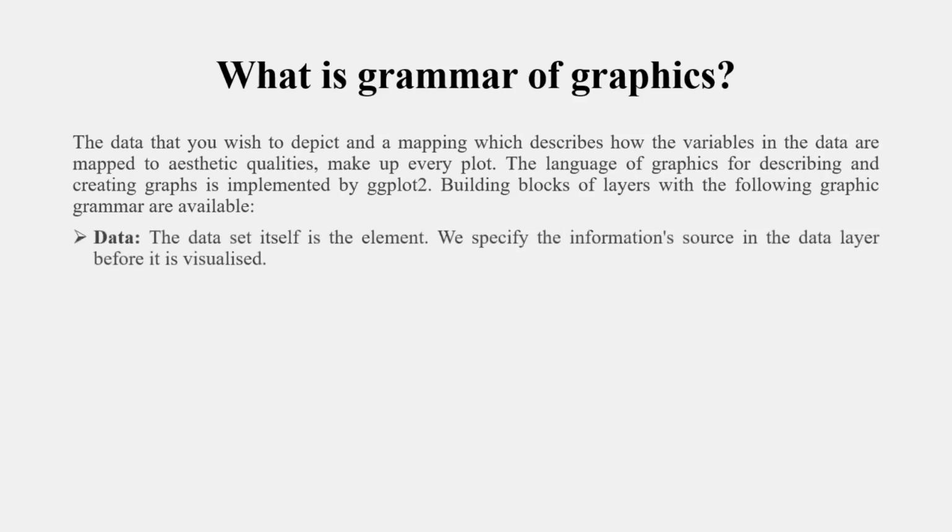The first one is data. The data itself is the element. We specify the information's source in the data layer before it is visualized.